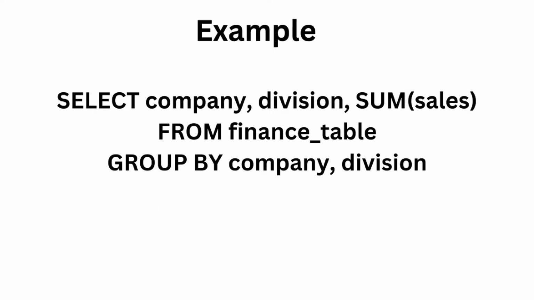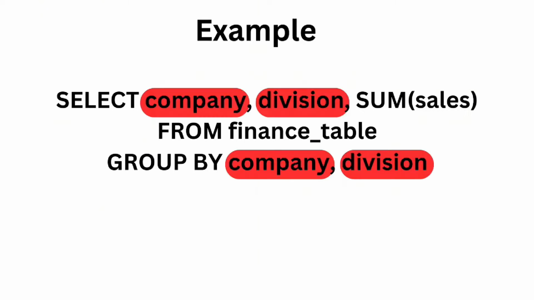So let's imagine a different example. We can have something like select company, division, and then sum of sales. So you can imagine we had 3 columns in this table. One was different companies, then the divisions within that company, and then different sales per division per company. So again, notice that if I'm selecting columns such as company and division, then they must also appear in the group by statement.